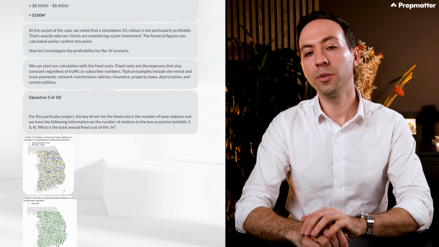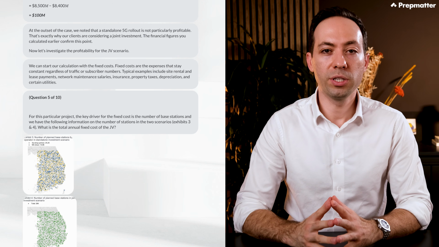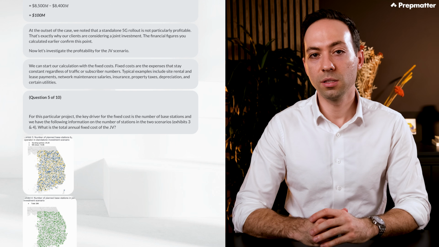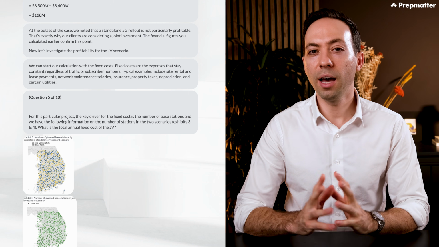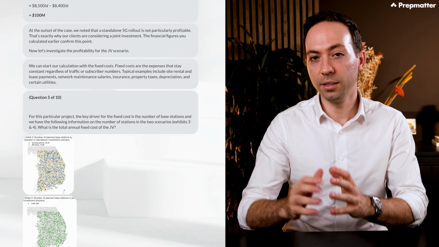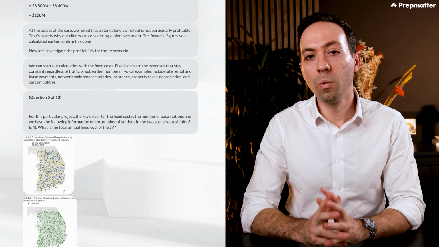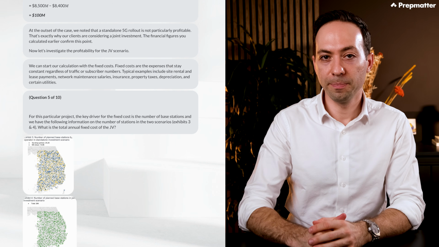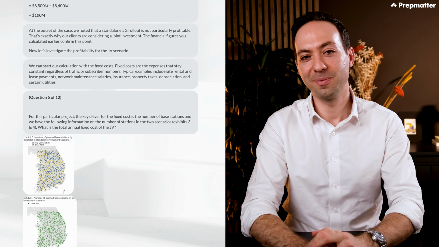Okay, let's read the fifth question. For this particular project, the key driver for the fixed costs is the number of base stations, and we have the following information on the number of stations in the two scenarios, which are in Exhibit 3 and 4. What is the total annual fixed cost of the JV? Let's look at these two graphs.